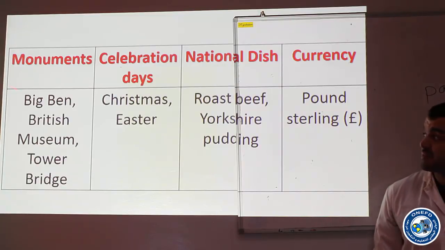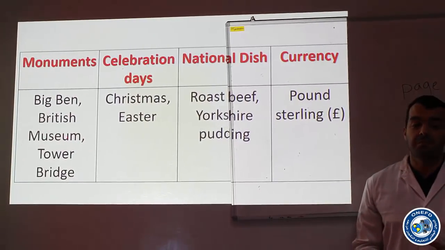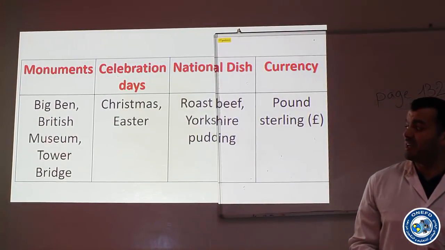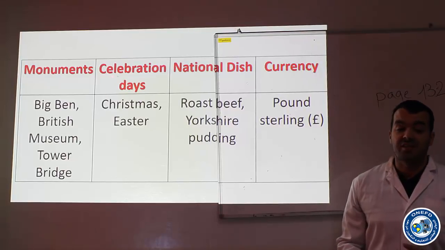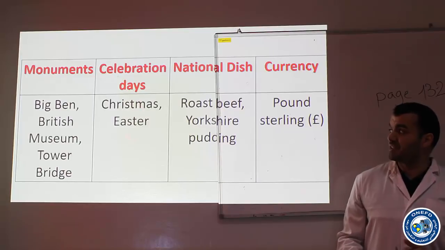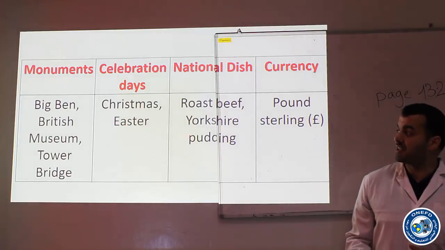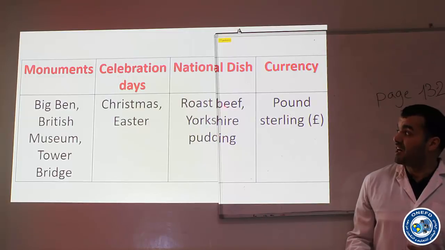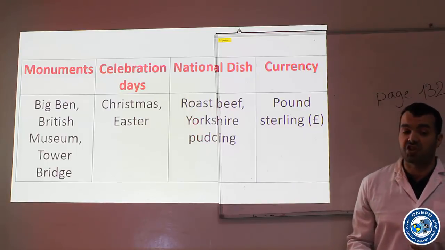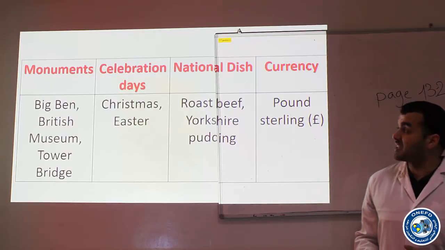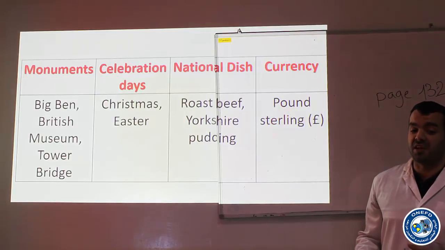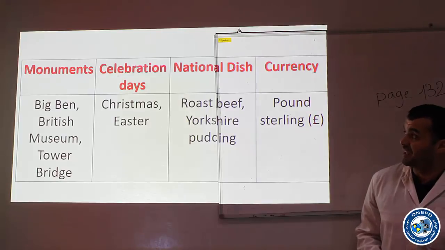In Great Britain, we have Big Ben, British Museum, and Tower Bridge. Concerning celebration days, we have Christmas and Easter. The national dish in Great Britain, we have roast beef and Yorkshire pudding. Finally, the currency of Great Britain is the pound sterling, and this is the symbol of pound sterling.